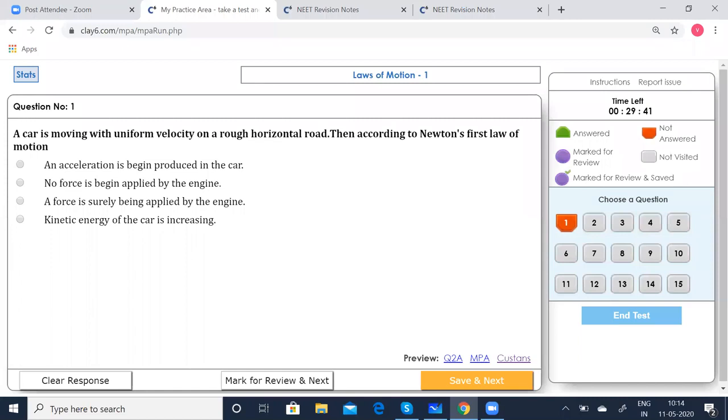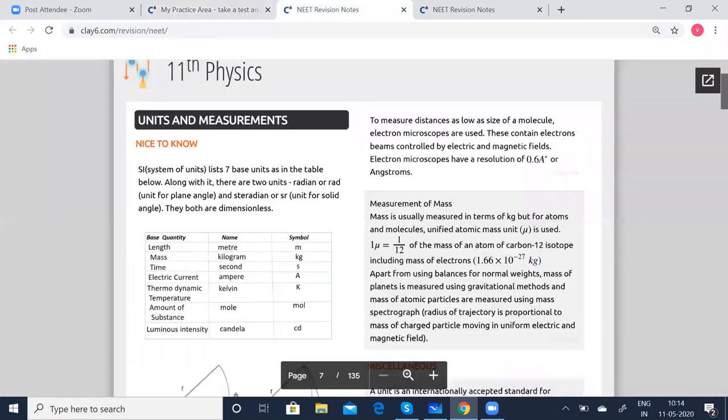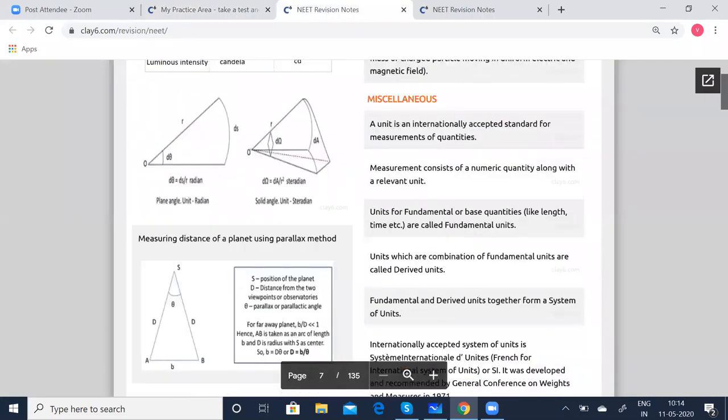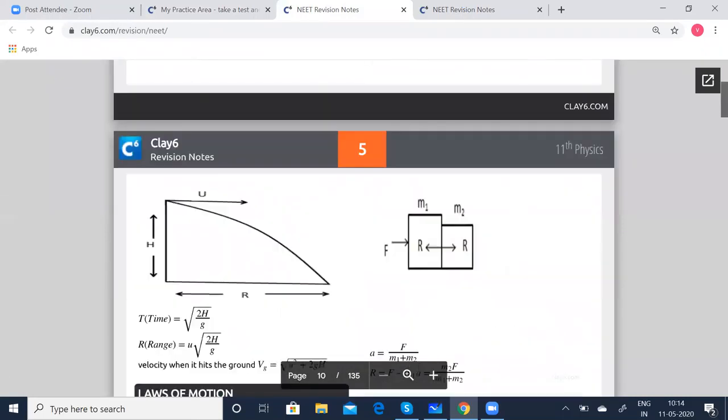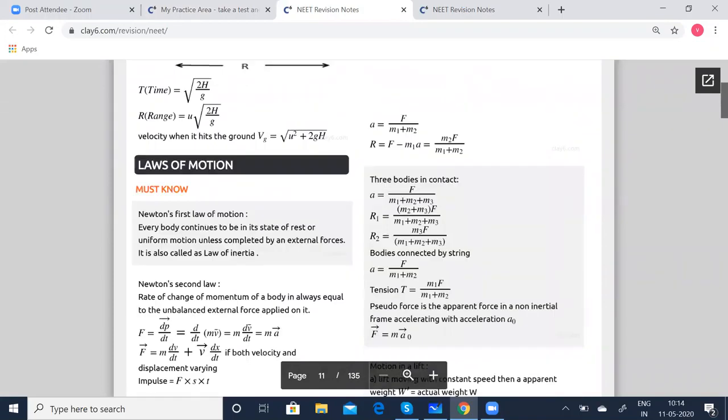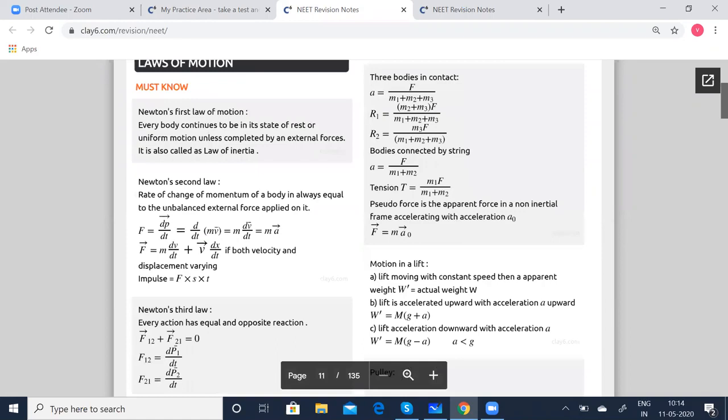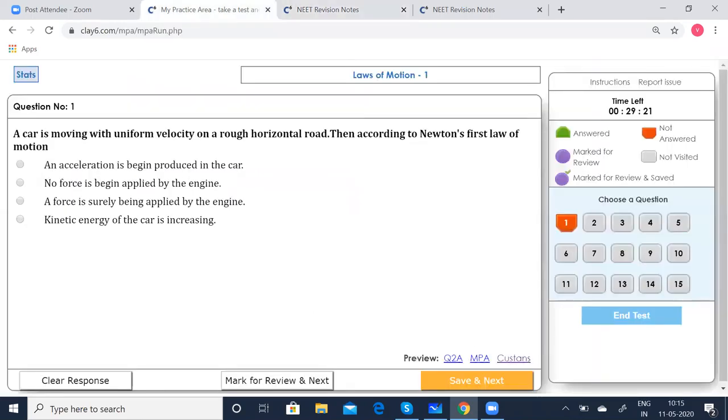See, the NEET revision notes give you all the formulae for everything. We have summarized everything, and you can see this for each and every chapter. Now I briefly went through all the formulae which you have to remember for laws of motion. Based on that, we are going to do the tests now. Okay, now look into the first test.